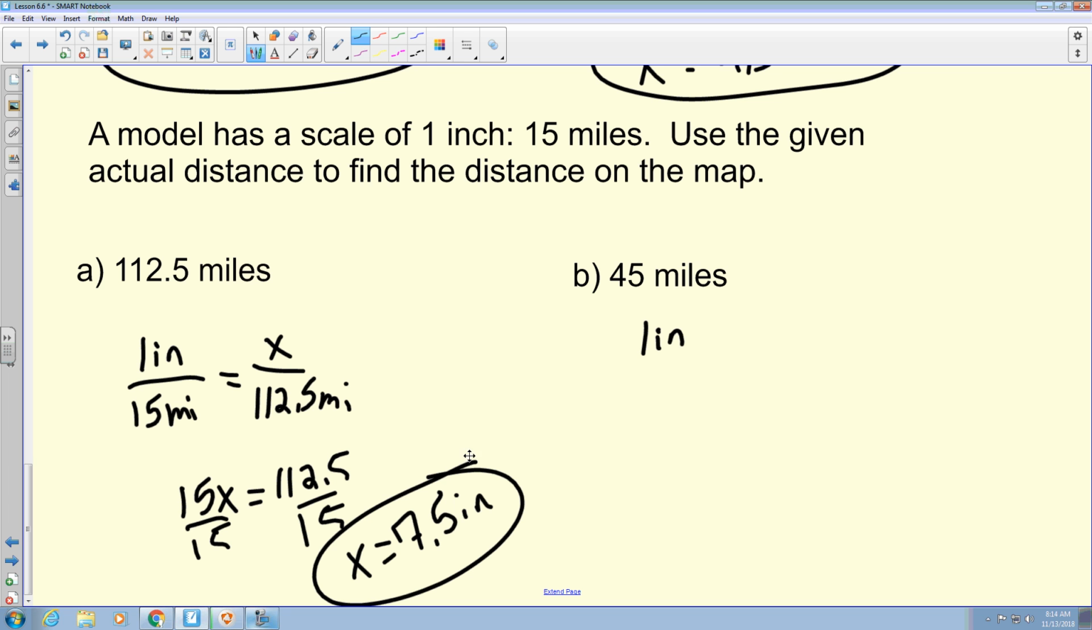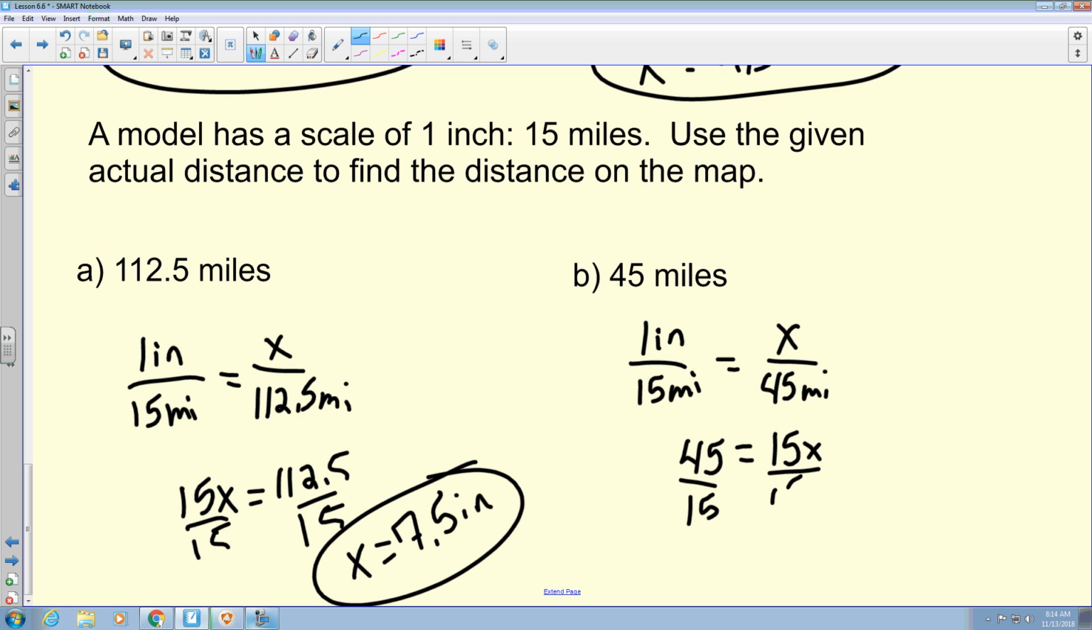You write in the scale factor, 1 inch over 15 miles is going to be equal to, we don't know what x is or what the inches is, so we write it in as a variable x, but we do know that it's going to represent 45 miles. So again, do the cross products. I get 1 times 45, which is 45. 15 times x is 15x. Dividing both sides by 15, I get x equals 3, and it would be 3 inches.